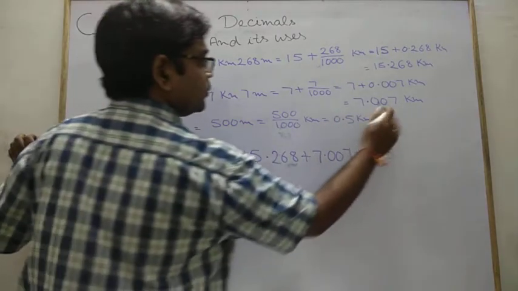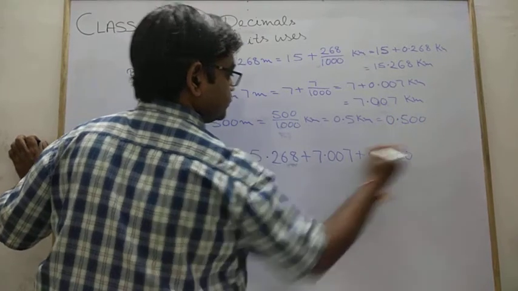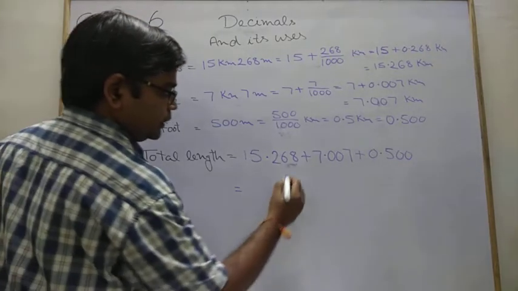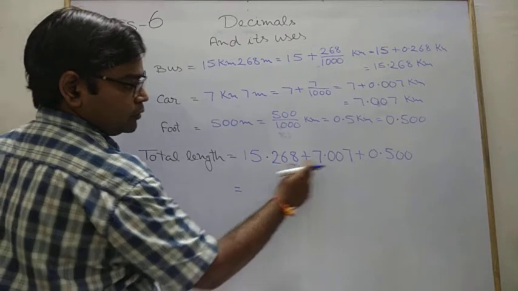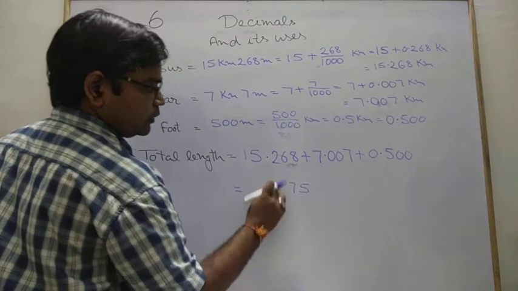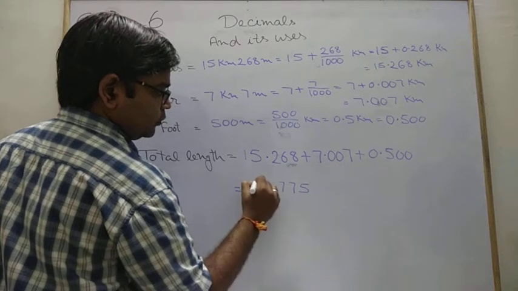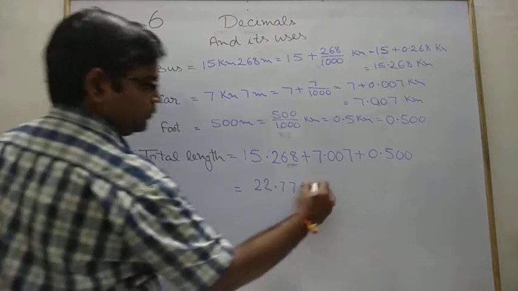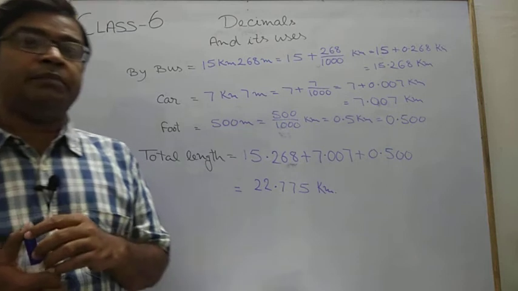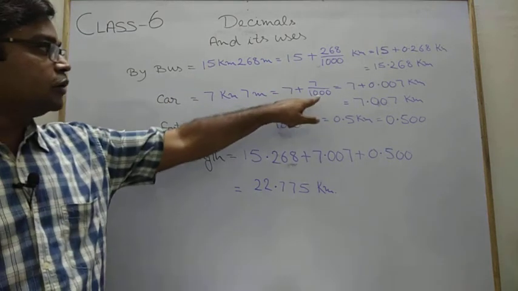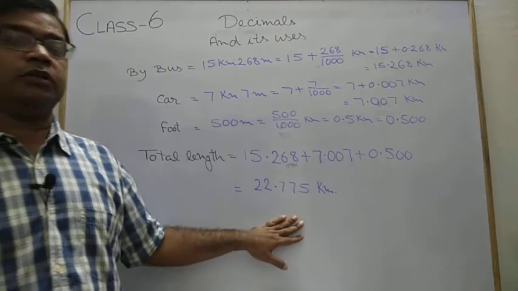So here we will convert into like decimals, it's 0.500. Now we can easily add: 8 plus 7, 15, 5 and 1 carry. 6 plus 1, 7. 2 plus 5, 7. 22.775 kilometer. This is your answer. My main purpose in discussing this question was the conversion of these two. That's why I solved this type of question once again.